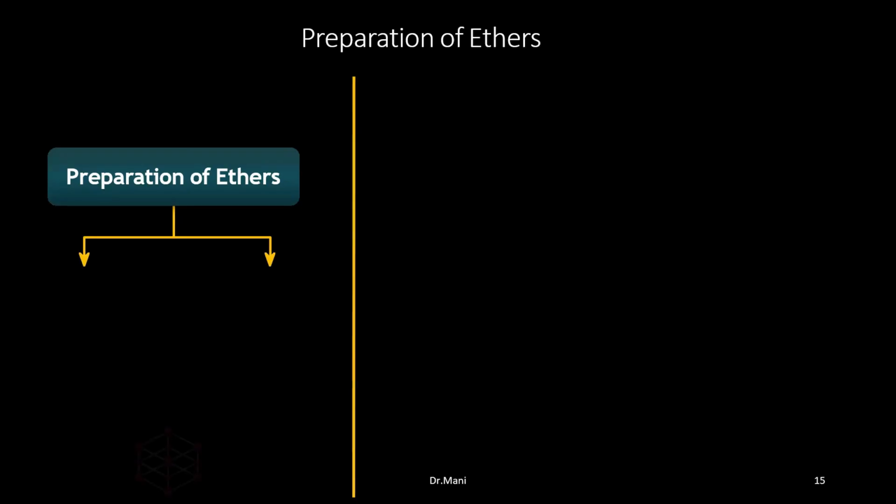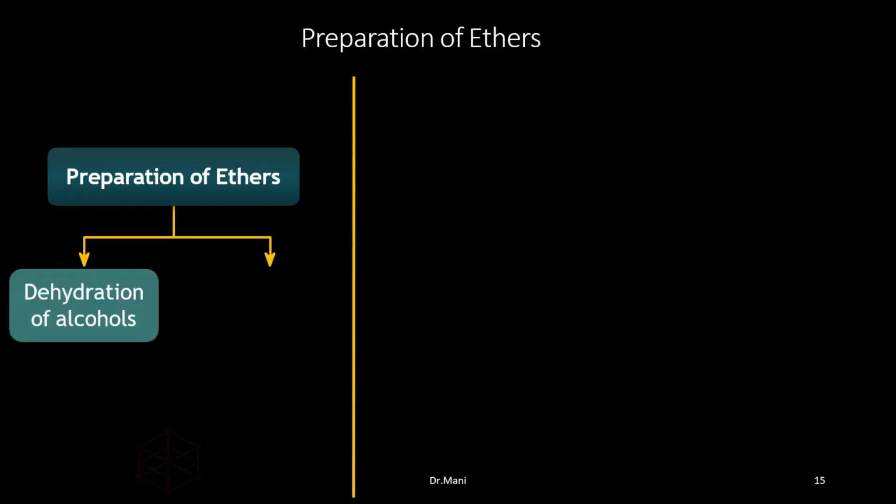So let's see the preparations of the ethers. What are ethers? Phenol means the benzene ring with OH. Alcohol means the alkyl group with OH. Then what is ether? At the beginning I told you: ROR. It is nothing but ROR. So this is called the ether. The preparation of ethers can be done in 2 ways. One is the dehydration of alcohols. The other is Williamson's synthesis.